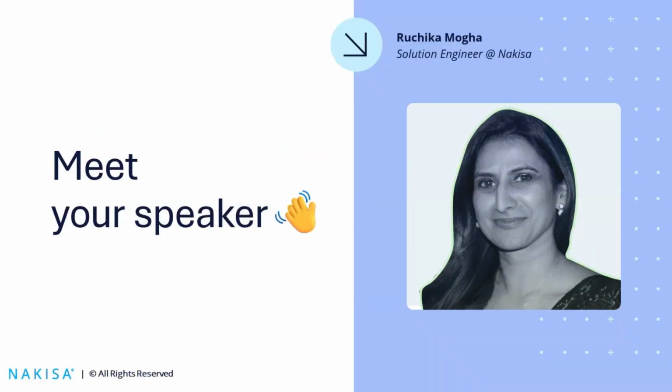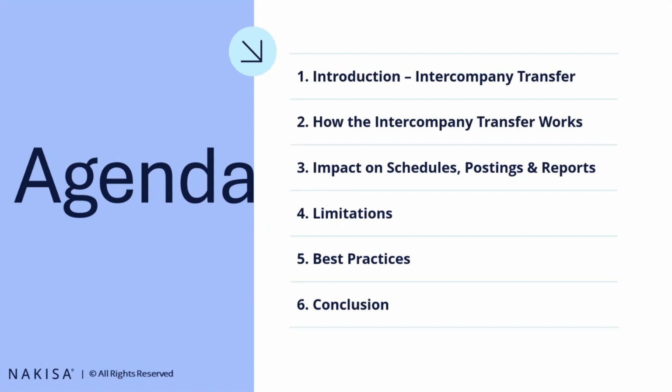I'm a solution engineer in Nakisa, and I'll be presenting the topic for this session today, which is intercompany transfer. We are releasing in our latest version the feature for the intercompany transfer, which will be explained further down in the introduction. How does it work? What are the impacts of the intercompany transfer on the schedules, posting, and reports? What are the limitations? What are the best practices? And what's coming in future phases for intercompany transfer in our solution.